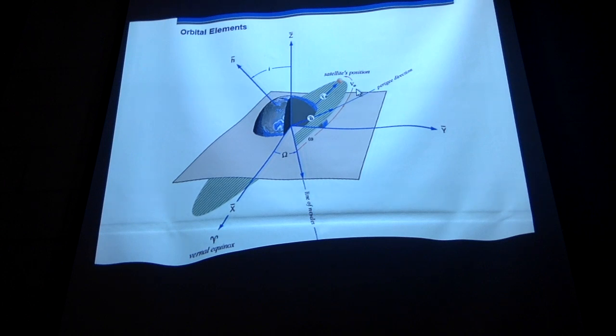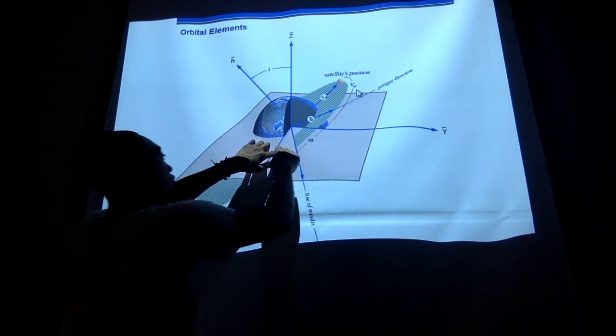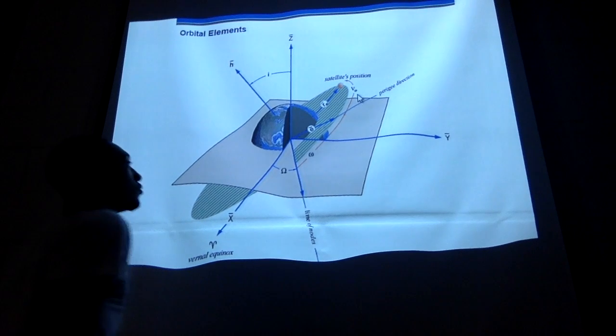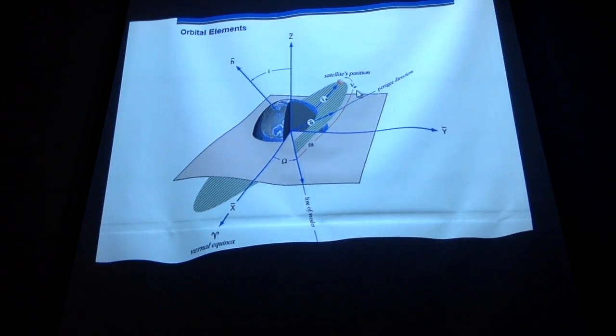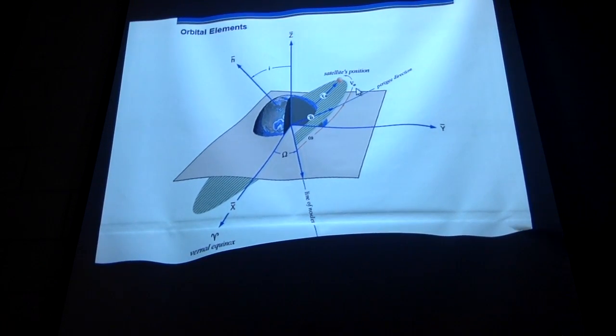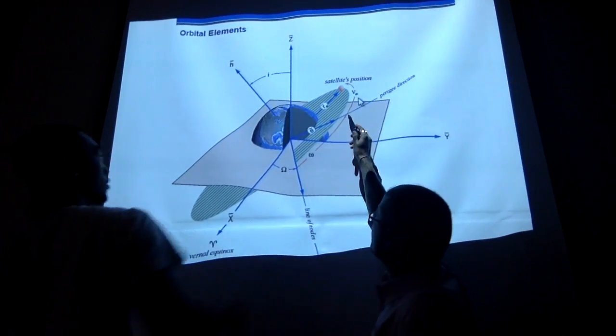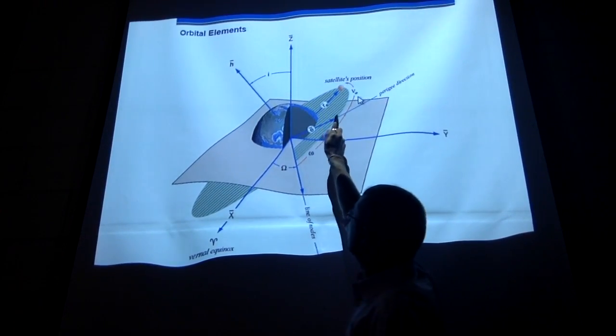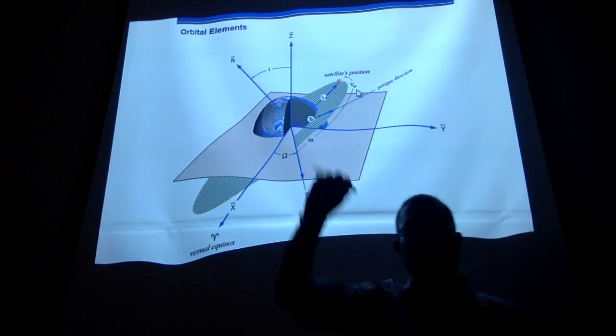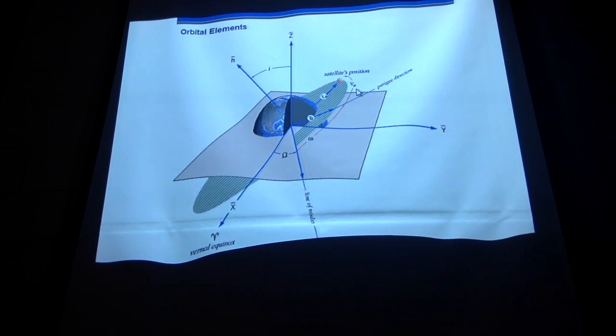What is the true anomaly here? Where is the satellite right now? It's right there. That red thing is the satellite. So what is the true anomaly? No, it's coming from the perigee line. It's always from the perigee line. To that point, this angle is theta. So there are three orbital elements.